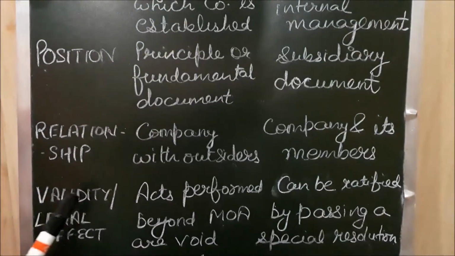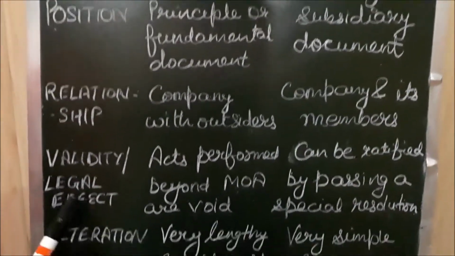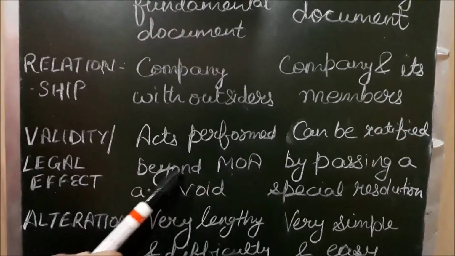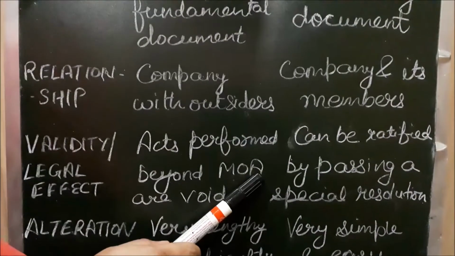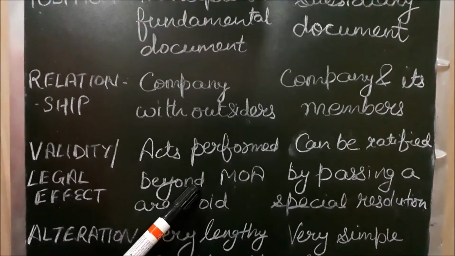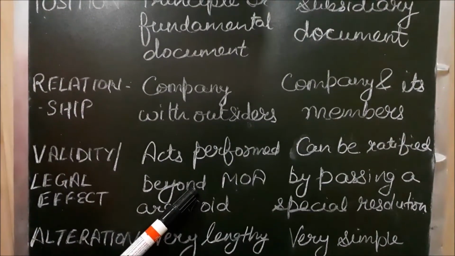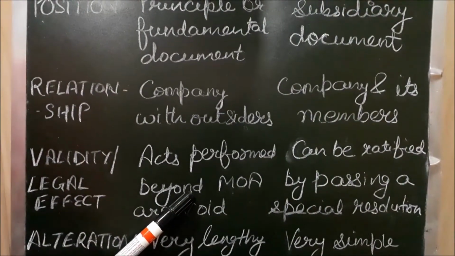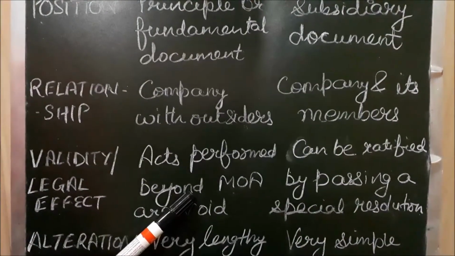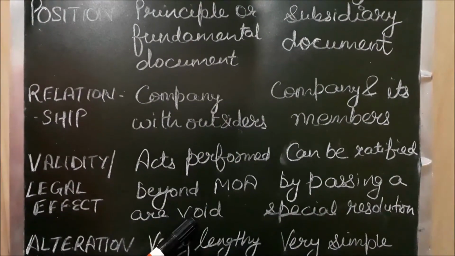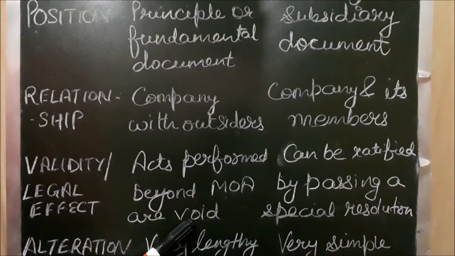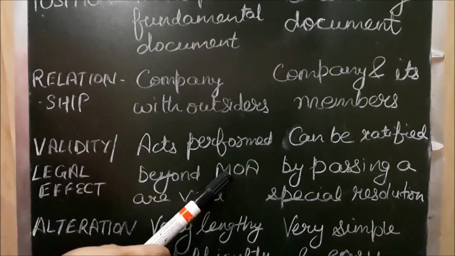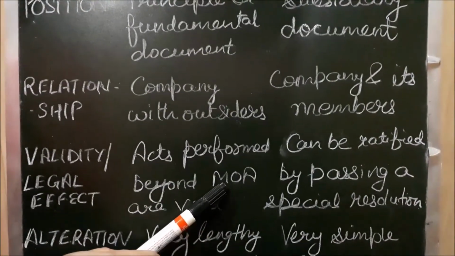Next is validity or legal effect. Any activity which is performed beyond the Memorandum of Association is considered ultra vires. Ultra vires means that activity is beyond the legal powers of the company, and that activity is considered a void activity, meaning invalid activity. In short, you can understand that any activity beyond MOA cannot be performed.